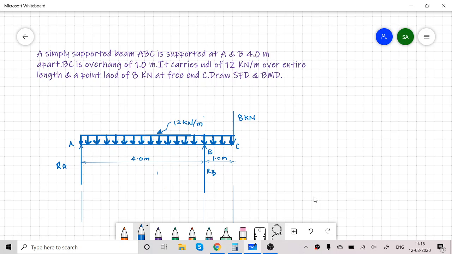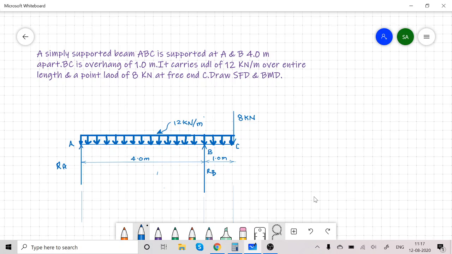A simply supported beam ABC is supported at A and B 4 meter apart. BC is overhang of 1 meter. It carries a UDL of 12 kilonewton per meter over entire length and a point load of 8 kilonewton at free end C. Draw shear force and bending moment diagram.